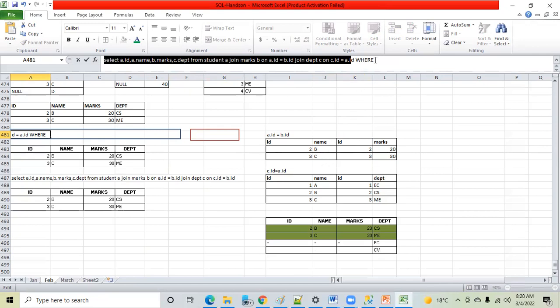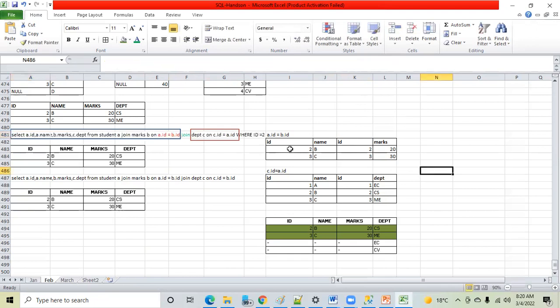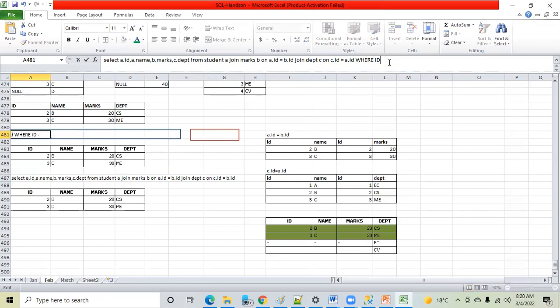Suppose here I have mentioned I want where ID is equal to 2 only. Suppose I've written ID is equal to 2. So only this record will be fetched. But that will not impact much here, because this scanning will happen before the where. That will not have much impact.